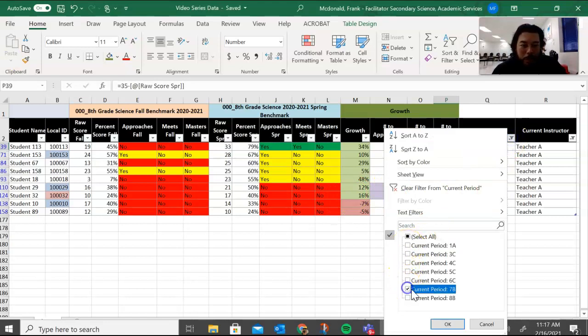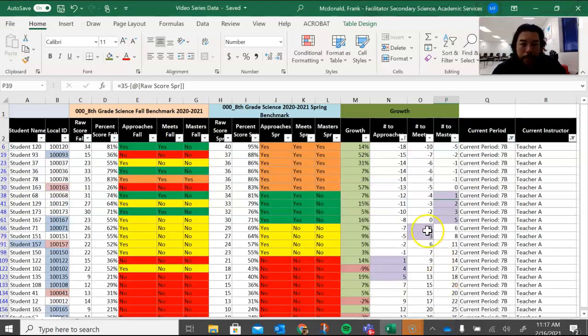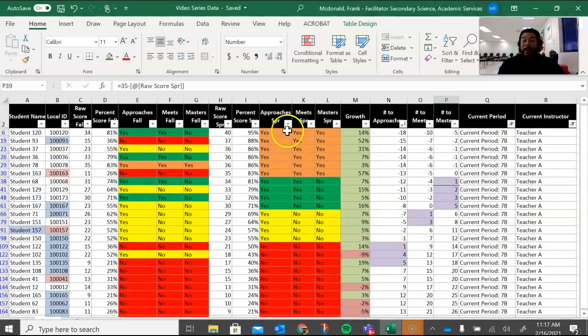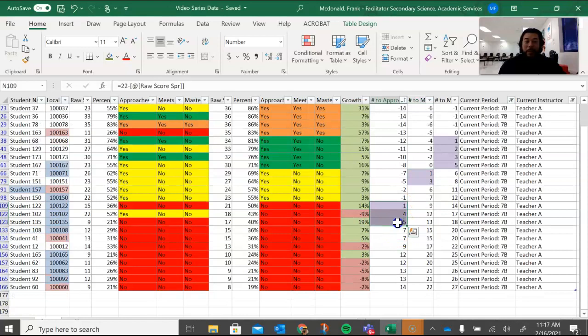Let's go to 7B. So I got a bigger class. Obviously, I got a bigger class. I can see that I have this many kids that have mastered it already. I have kids that have met, but they're all within 5 questions of jumping up to the next level. 2 kids here in approaches that are ready to go to meets. And then I have these 3 kids that are ready to go from did not approach to approaches. But I have this chunk of kids that have gone backwards.